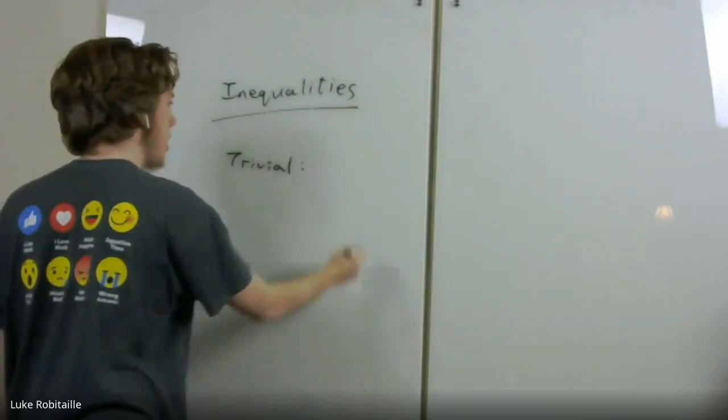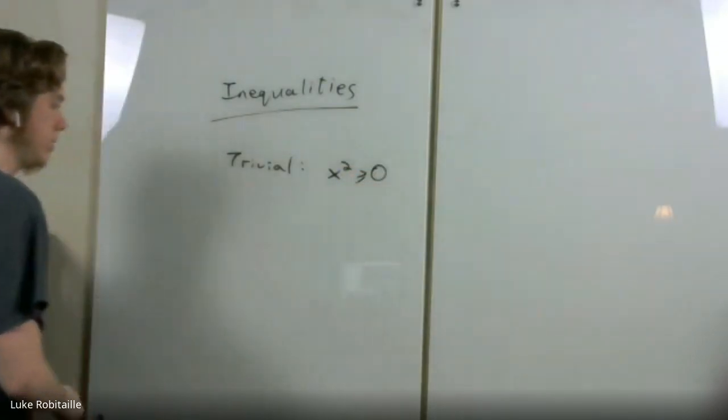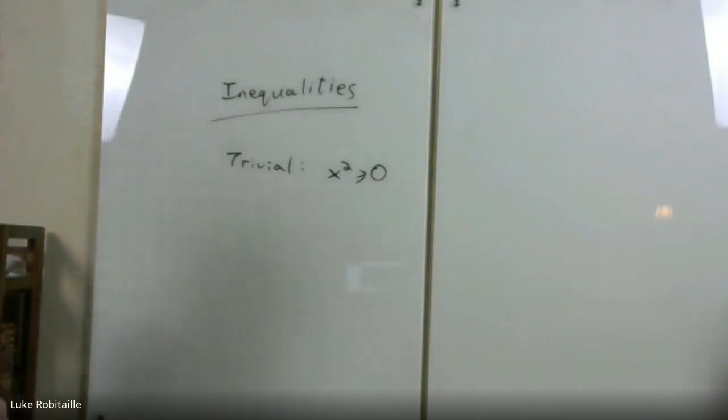For all real numbers x, x squared is at least 0. Indeed, it's really quite trivial. If x is positive, x squared is positive. If x is negative, x squared is positive. If x is 0, x squared is 0.